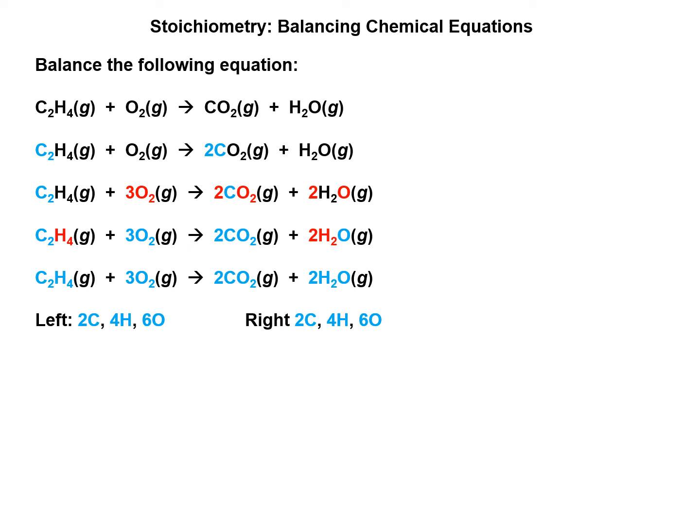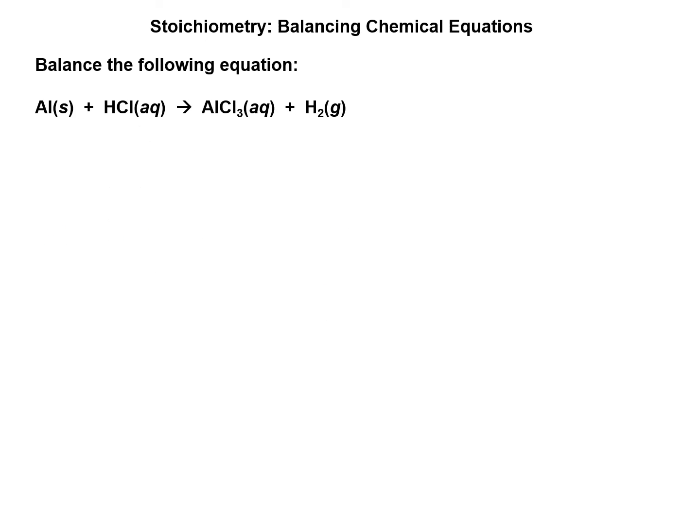I check it. There are 2 carbons on the left, 2 carbons on the right. There are 4 hydrogens on the left, there are 4 hydrogens on the right. There are 6 oxygens on the left, and there's 6 oxygens on the right. The equation is balanced. Pretty simple.